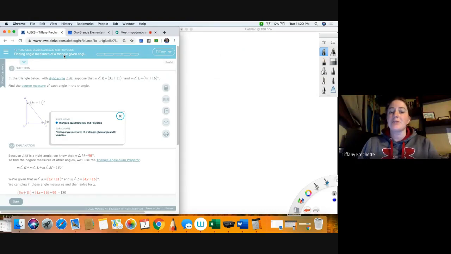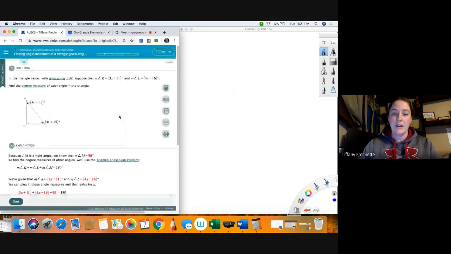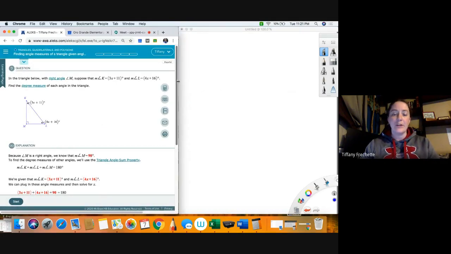Finding angle measures of a triangle given angles with variables. All right, we've done this quite a few times this week as far as figuring out triangles. Triangles always add up to 180 degrees. Doesn't matter how you draw the triangle. All three angles have to add up to 180 degrees.